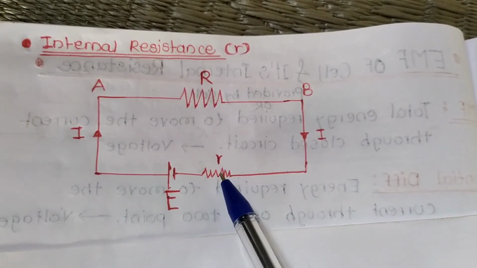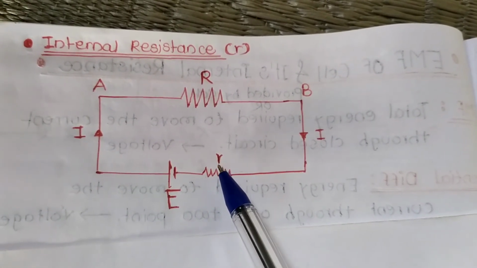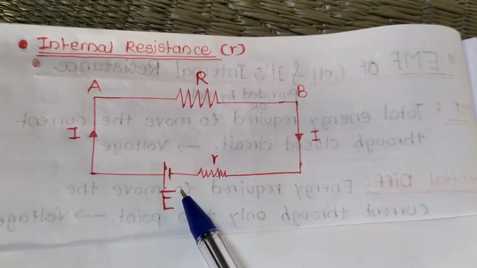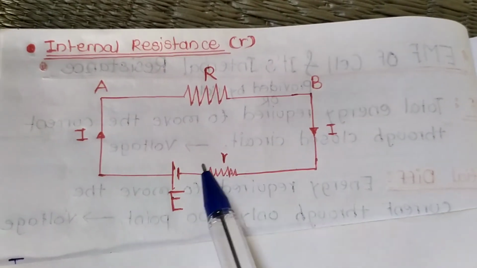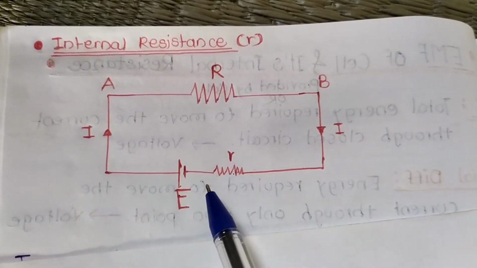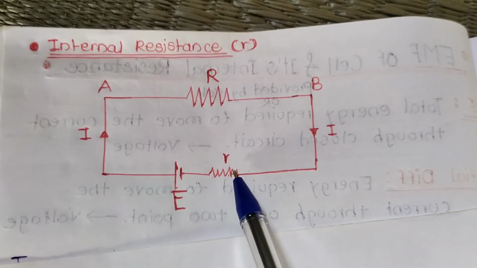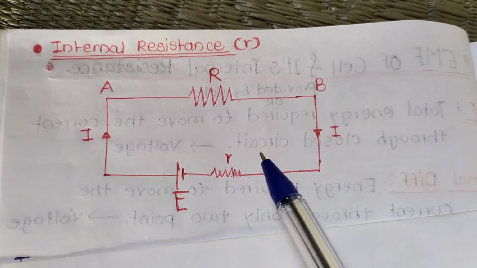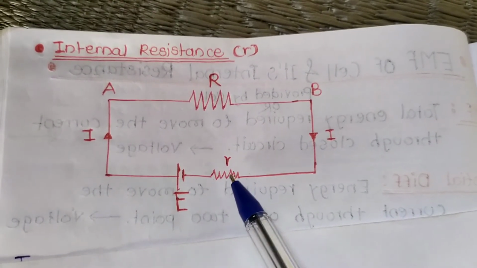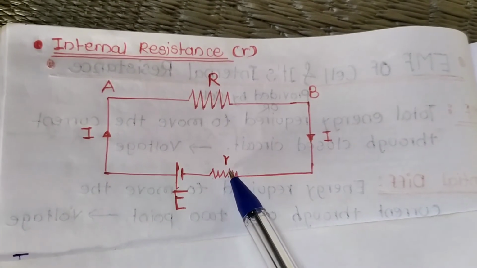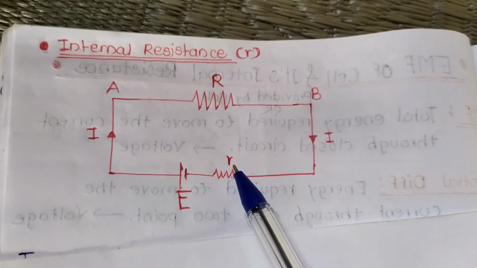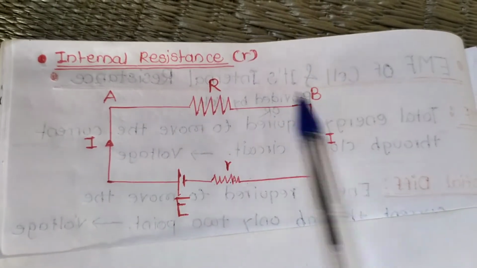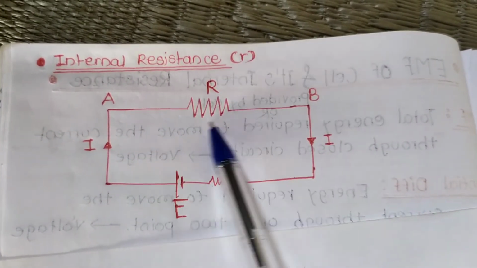V is equal to IR, but here R is a small r for internal resistance. When we take the difference of the EMF of a circuit and the voltage drop because of internal resistance, meaning I into small r, we get the potential difference between these two points A, B, or for R.